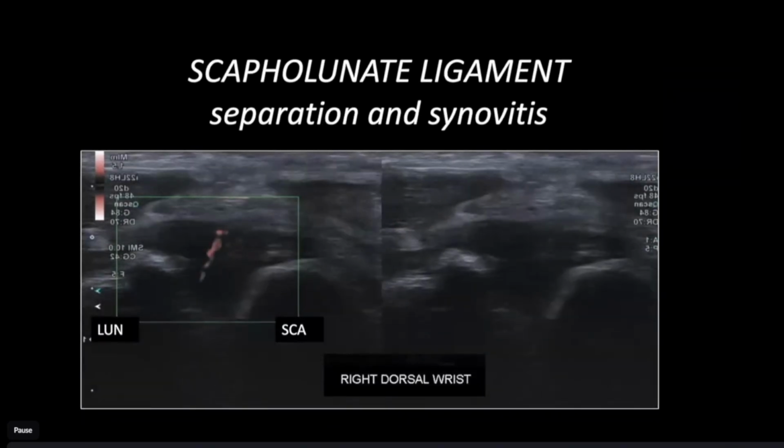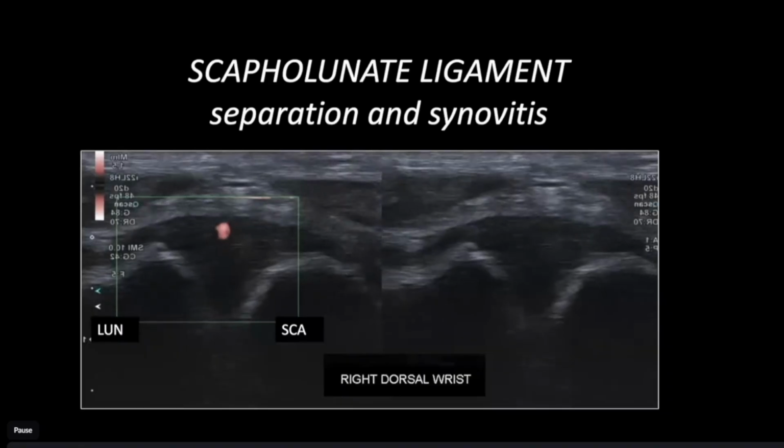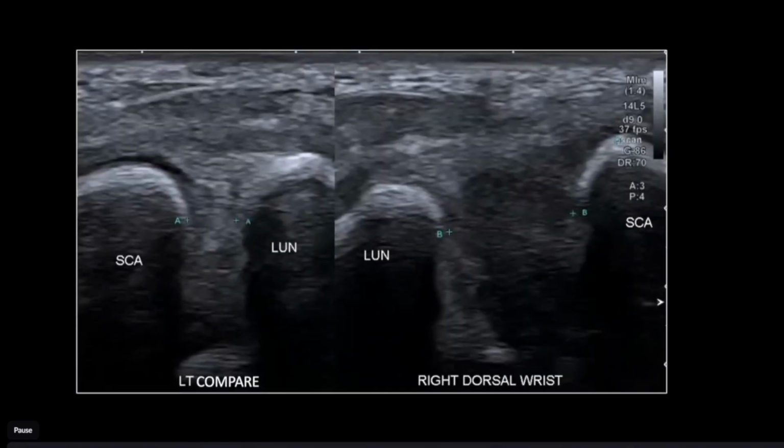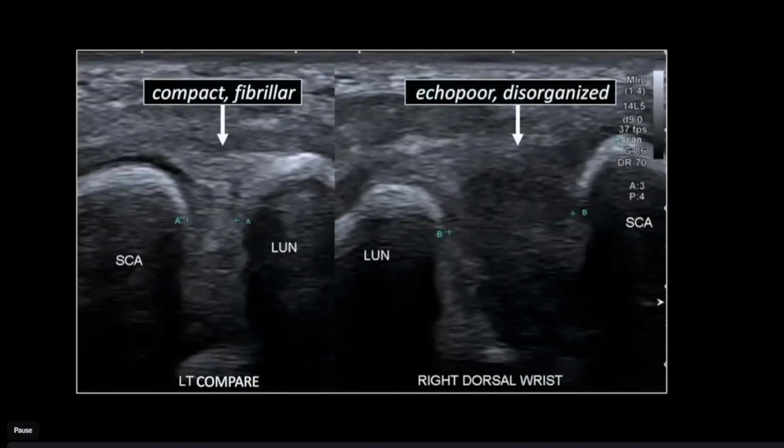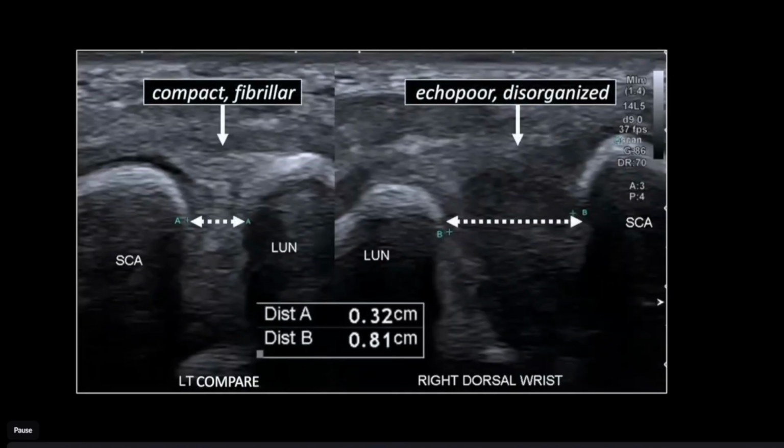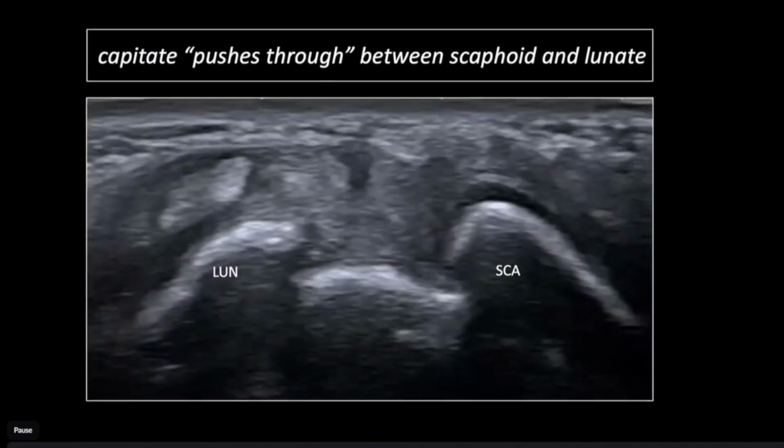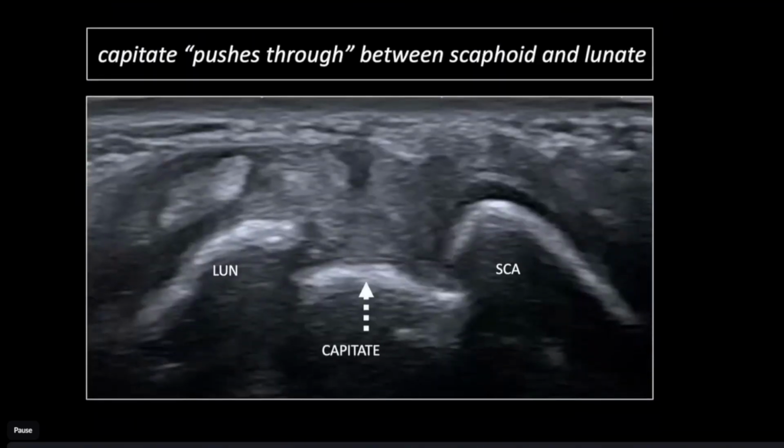This is an example of scapholunate separation and synovitis hyperemia in the ligament. You can see widening of the joint compared with the contralateral. It's disorganized, it's echo poor compared with the contralateral. And again, you get this feeling that the capitate has pushed through into that proximal row when you sweep over it.